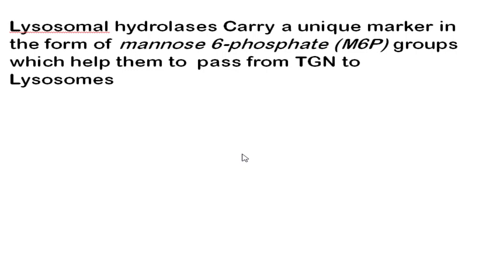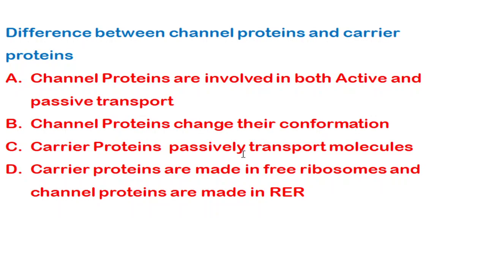Next, they were asking about the lysosomal signal. So this time two questions have come. First, lysosomal hydrolases will be carrying a unique marker called mannose-6 phosphate. So this particular group helps the lysosomal hydrolases and other proteins that are destined for the lysosome to get transported from the trans-Golgi network to the lysosome. The correct answer is mannose-6 phosphate. I hope all of you will give this correct answer for this question.